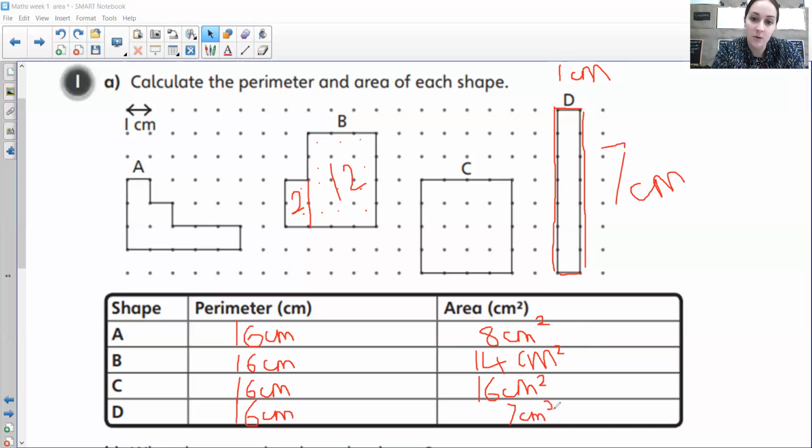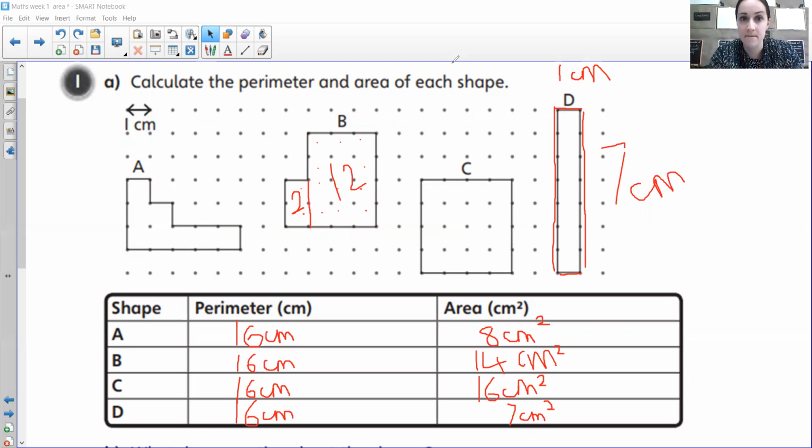So the B part of this question was what do we notice? Well, hopefully you can notice that the perimeters of all of these 4 shapes was the same, but the areas were completely different. And this is kind of the whole idea of perimeter and area, is that a shape like C can have the same perimeter and the same area, but they also can have very different perimeters and areas. And just because a shape's got the same perimeter, it doesn't mean the area is the same as well.